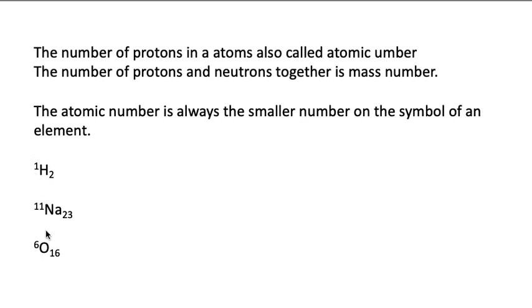I've got these three different symbols for hydrogen, sodium, and oxygen. Hydrogen has the numbers 1 and 2. 1 is for atomic number, meaning the number of protons. Sodium, Na, has 11 protons and 23 protons plus neutrons. Oxygen has 6 protons. So these symbols are actually telling us the number of protons and the total number of protons and neutrons in an atom.